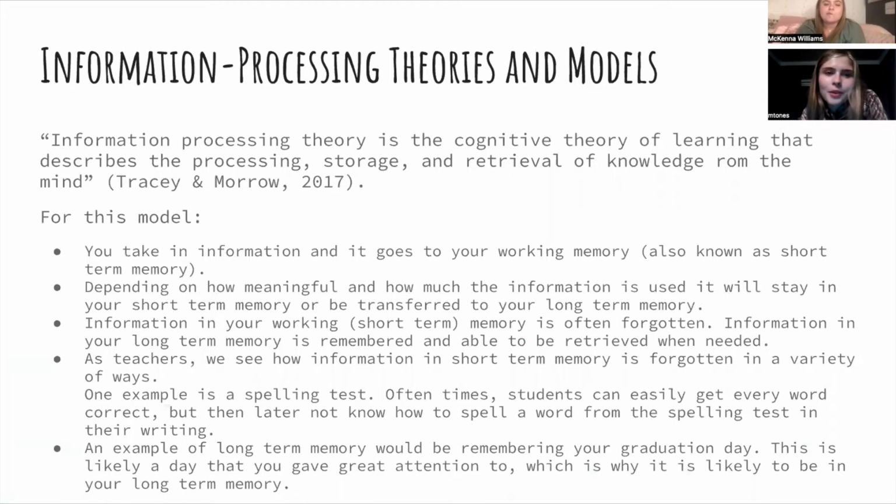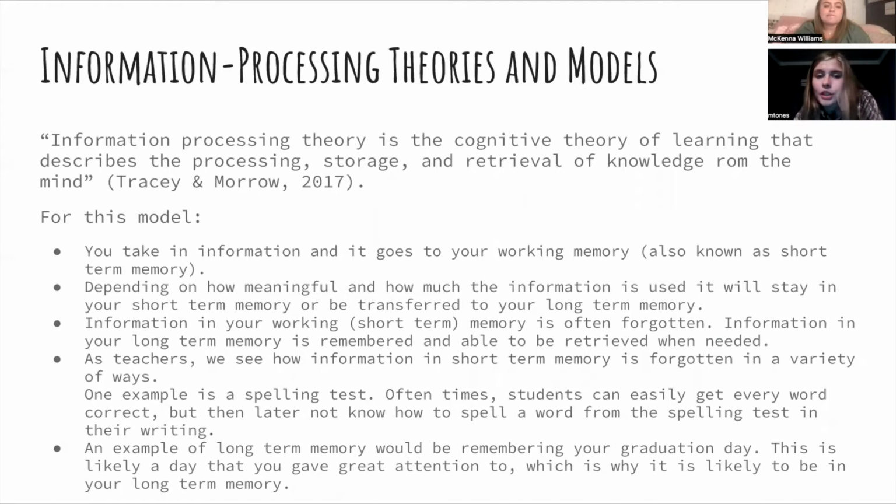So, information processing theories and models. Information processing theory is the cognitive theory of learning that describes the processing, storage, and retrieval of knowledge from the mind. For this model, you take in information and it goes into your working memory, which is also known as your short-term memory. Depending on how meaningful the information is and how much it is used, it will stay in your short-term memory or be transferred to your long-term memory.